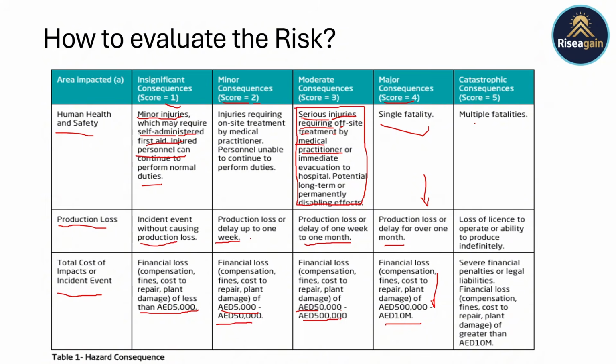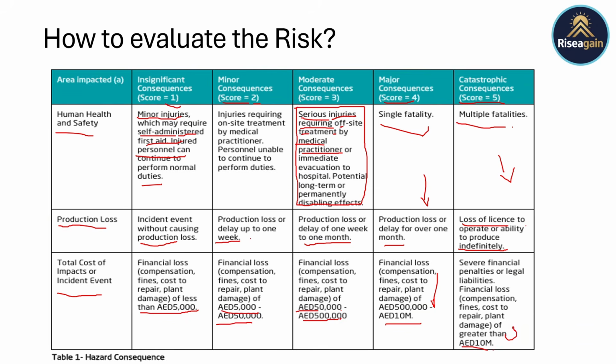So what if there are chances of multiple fatalities? If this is multiple fatalities, it can be considered as 5. So that is catastrophic consequences. So production is per operations or workshops or productions. If there is chances of loss of license to operate, or ability to produce indefinitely, so that can be considered as 5, multiple fatalities. But if the severe financial penalties or legal liabilities, financial loss, compensations, fines, cost to repair plant damage of greater than 10 millions, that is called 5.